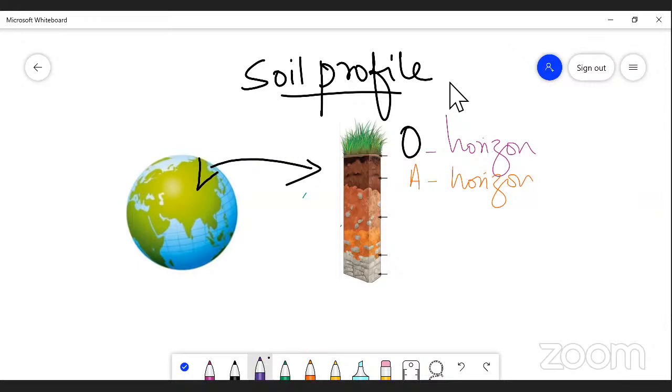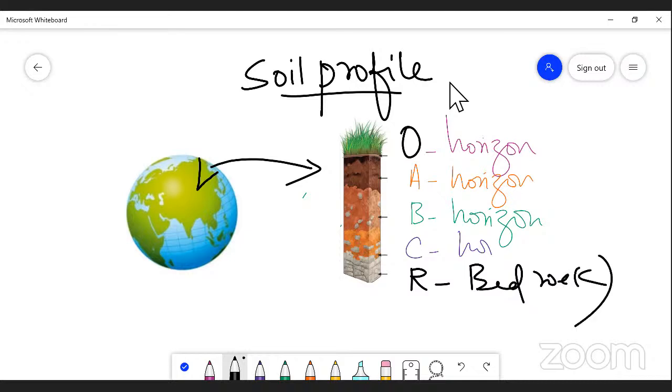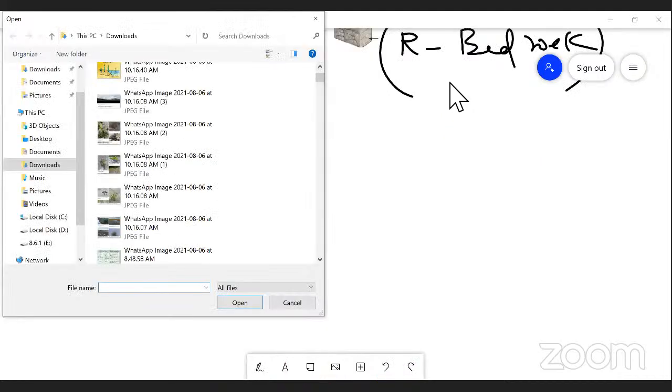And the third zone, third layer, is known simply as the B horizon. Then the fourth one is the C horizon, C horizon or C layer. Then finally, you see that is the R horizon, or rock or bedrock. So these are the different layers of soil particles, right? In order to understand clearly, I'm going to show you one more picture that you can understand very easily, right? Simply, soil profile shows the different layers of soil, right?